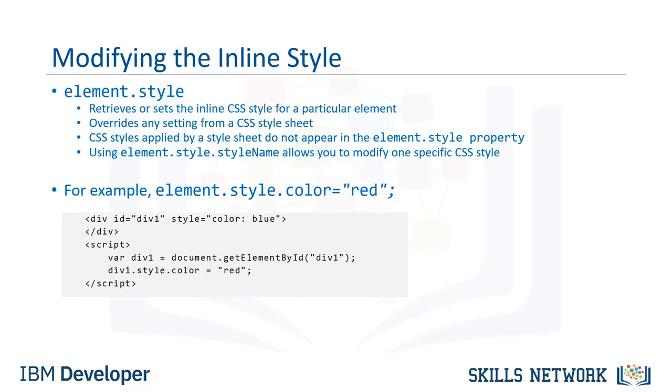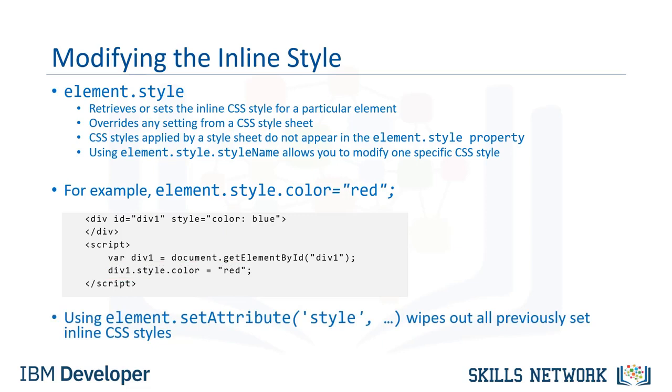For example, if you had an element div style="color:blue", here, the div tag is used to group block elements to format them with a color style. You can change the style of this div tag with the JavaScript statement div.style.color="red". In contrast, the element.setAttribute style wipes out all previous set inline CSS styles.